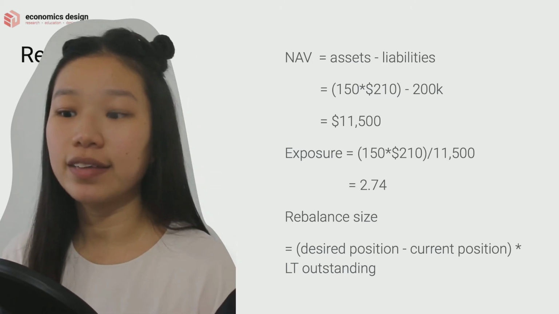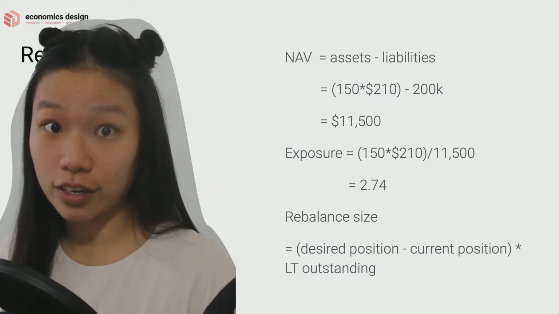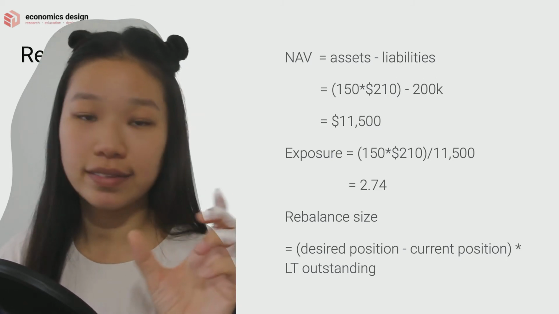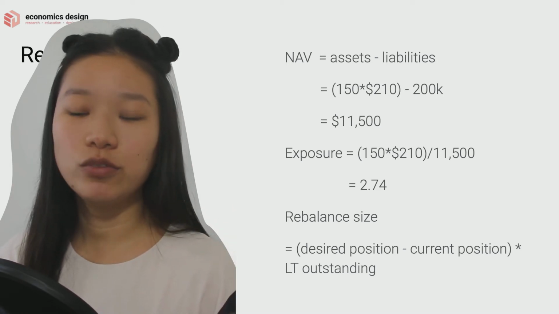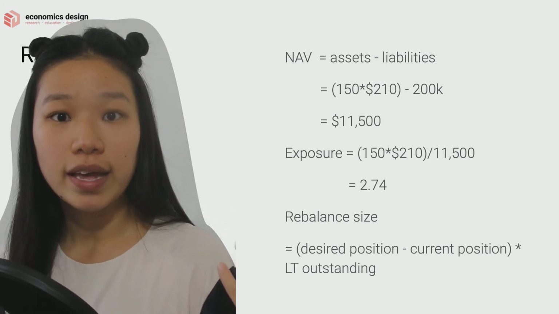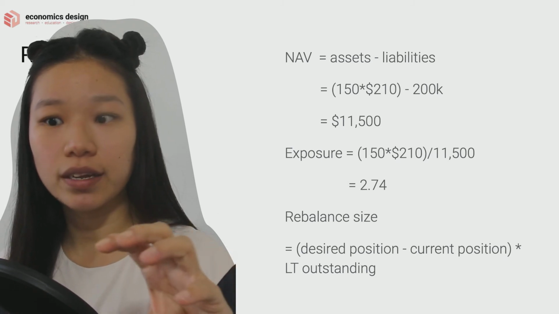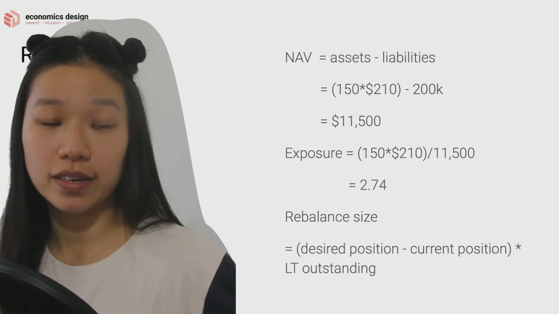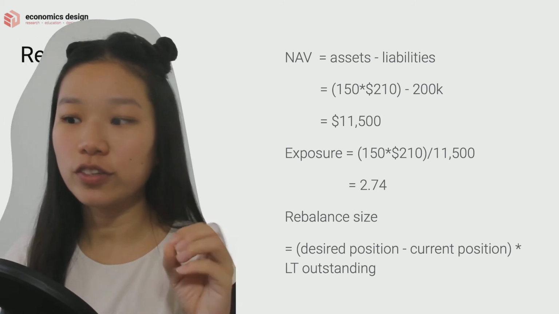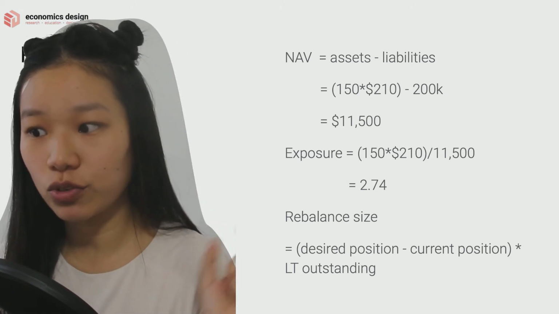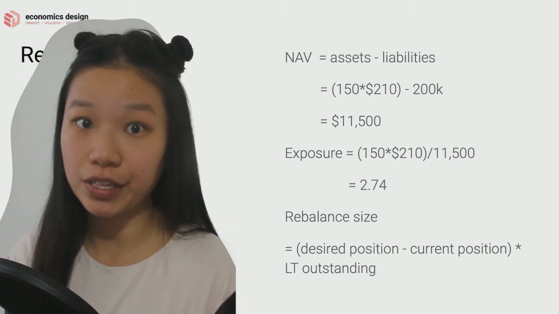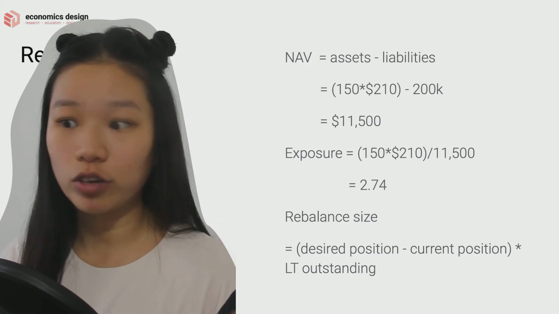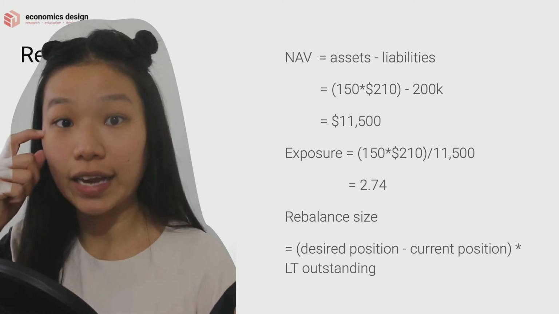So the assets that we have is 150 ETH, because each token has 150 ETH, times $210 per ETH. That is the price. And liabilities will be the ETH holding. The ETH bull is holding minus 200K of futures, which is your liabilities because it's a debt, you have to repay it. So your assets minus liabilities will be 150 times $210 per ETH token minus your liabilities, which is 200K, and you get 11,500. That's your net asset value.